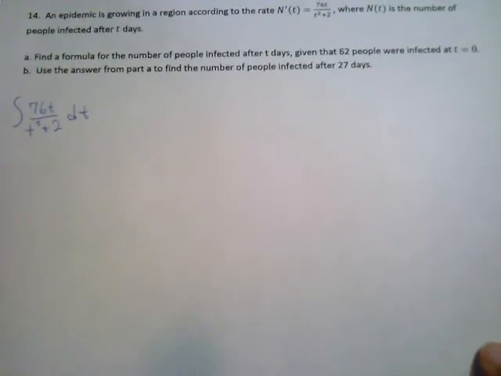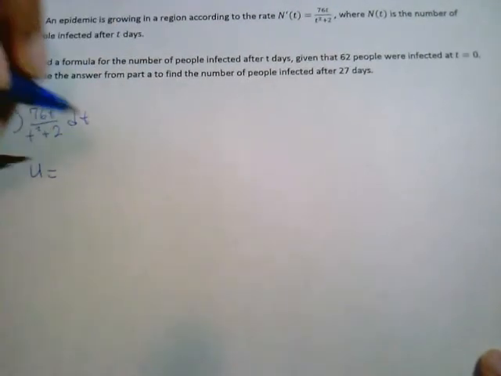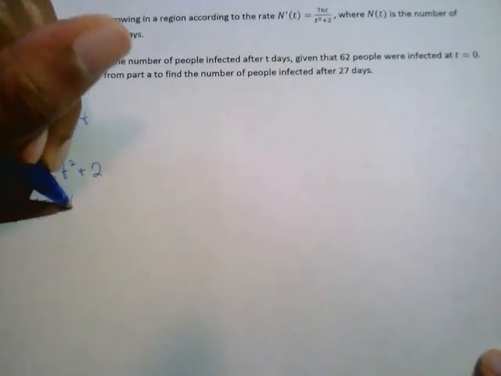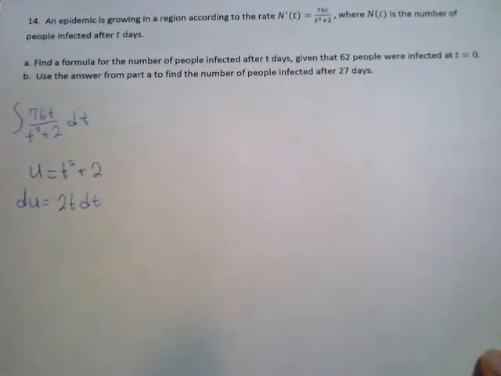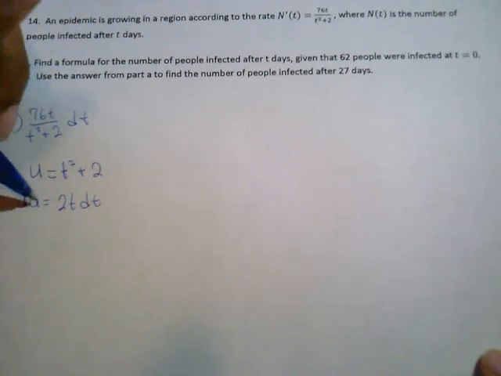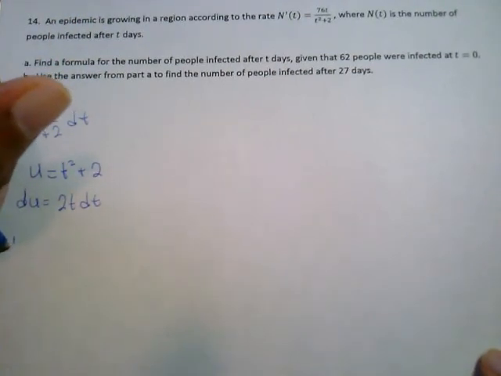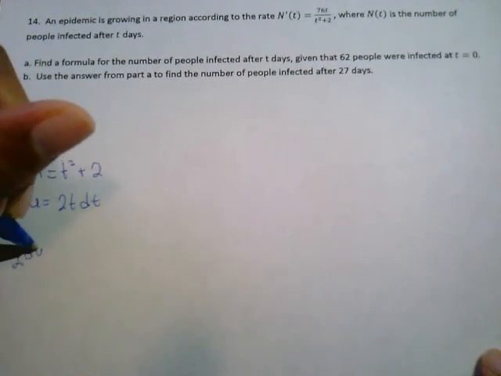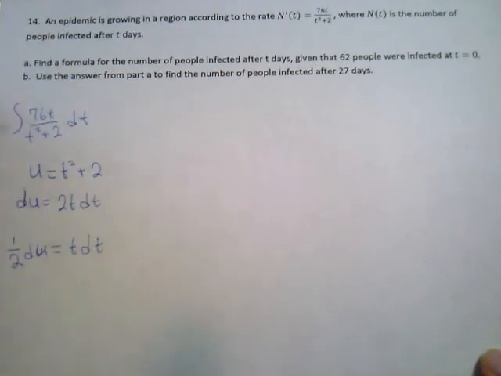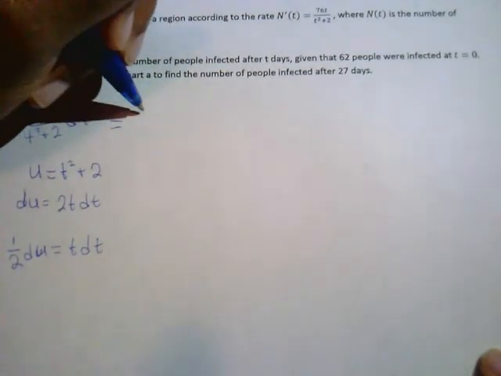And in this case, we need to use substitution again. So let's say u equals t squared plus 2. So then du will equal 2t dt. So we have a t, we have dt that we can substitute out, but we don't have any place to put the 2, so we'll move it. We'll substitute it, and so we'll have 1/2 du equals t dt.